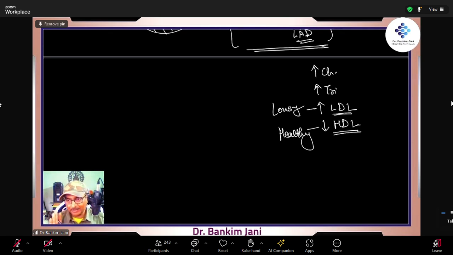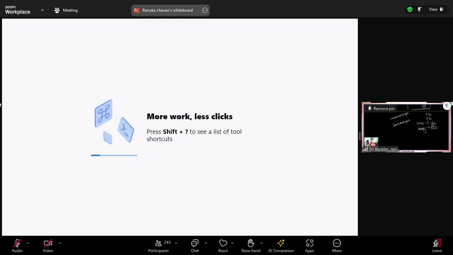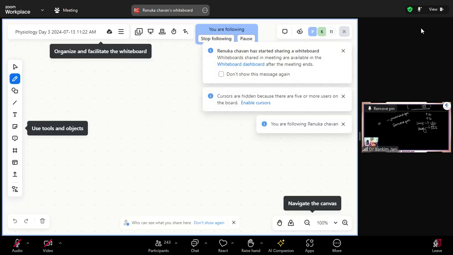Whenever you buy anything, just see that there would be unsaturated and there would be saturated fats. It is mentioned. Think of it like this: unsaturated means uttam. In Hindi, uttam means best. Ekdam badhiya.